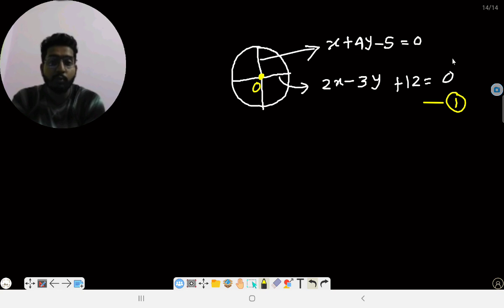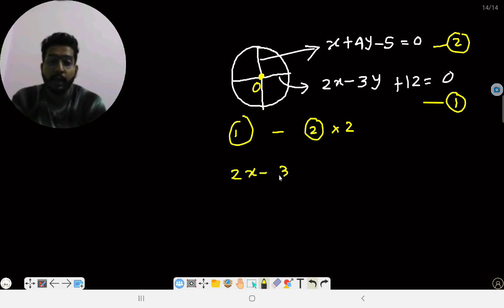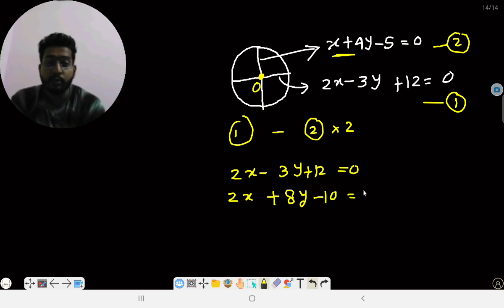So this is equation 1 and suppose this is equation 2. Use simultaneous equations to solve. We'll do equation 1 minus equation 2 into 2. Equation 1 is 2x minus 3y plus 12 equals 0. Now we multiply equation 2 by 2, so that becomes 2x plus 8y minus 10 equals 0.